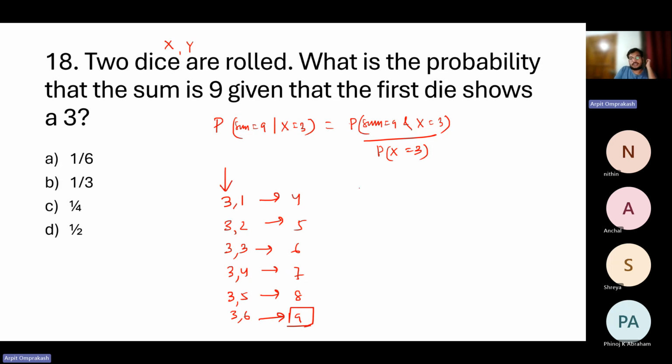So the probability that the sum is 9, given that x equal to 3, is the number of cases in which the sum is 9, which is 1, divided by the total number of cases when x equal to 3, which is 6. So it's 1 by 6. Same. So the answer here will be option A, 1 by 6.